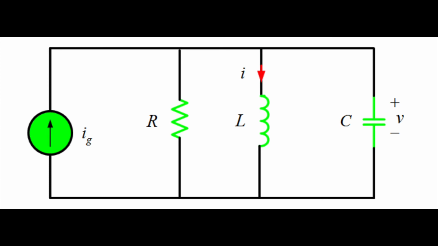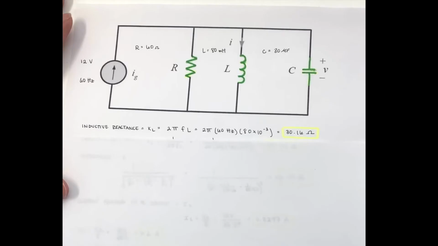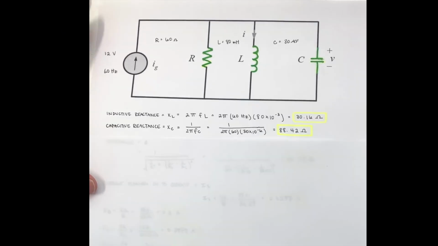Here we have a series in parallel. Our resistance is 60 ohms, our inductor is 80 millihenries, and our capacitor is 30 microfarads. We will calculate our inductive reactance by using the formula 2 pi FL. We will plug in the 60 hertz from the beginning, and then the millihenries, which we will convert, and we should get 30.16 ohms. Next, we will calculate the capacitive reactance, which is 1 over 2 pi FC. We will use the same frequency of 60 hertz, and we will multiply it by the capacitance, which we will do 10 to the negative 6 because it's microfarads, and we should get 88.42 ohms.